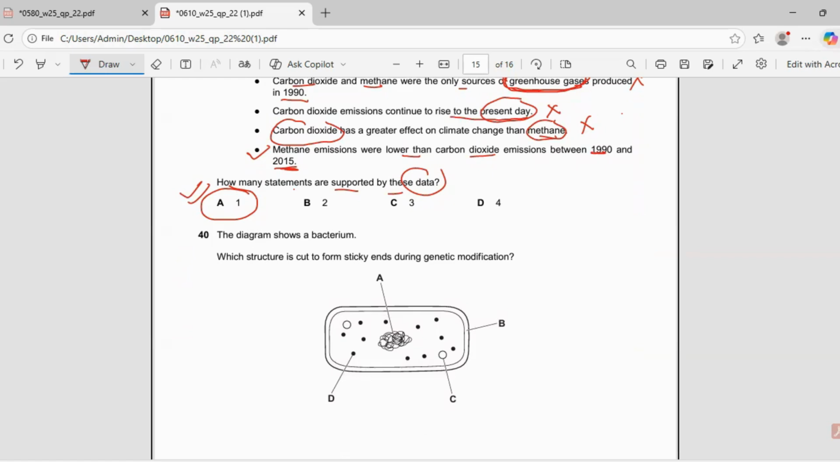The diagram shows a bacterium. Which structure is cut to form the sticky ends during genetic modification? So you know that plasmids are used in genetic engineering. So they are used in genetic modification, and in this process they are cut open, a foreign gene is inserted and ligated. So the correct answer is going to be C.